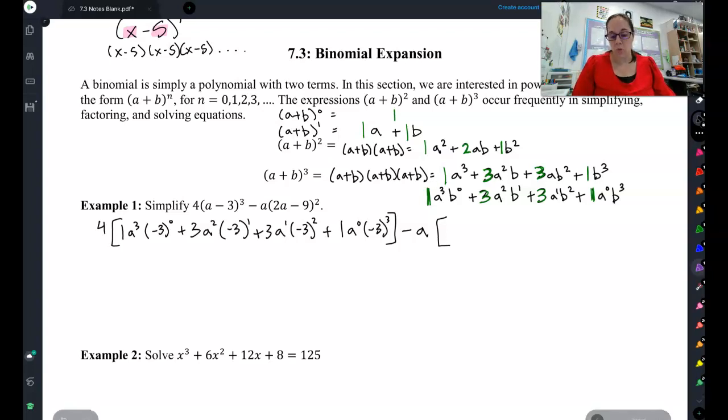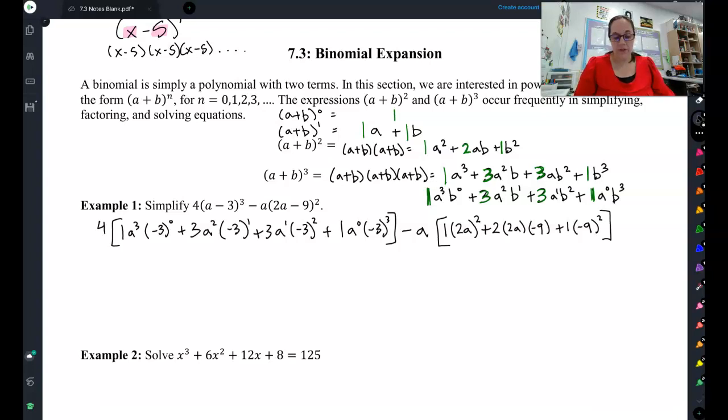Now this one is squared, so instead of using this one, I'm going to use this one because it's squared now. So this is the pattern I'm going to use. And all the a's are going to be replaced with 2a's, and all the b's are going to be replaced with negative 9's. So I have 1, and then I have a squared, so I'm going to replace that a with a 2a. Plus 2, a replaced with 2a, and the b replaced with negative 9. Plus 1, and then I have a b squared replaced with negative 9.